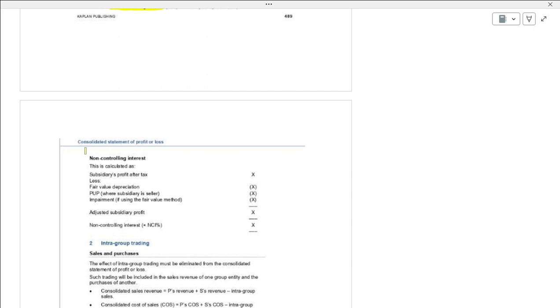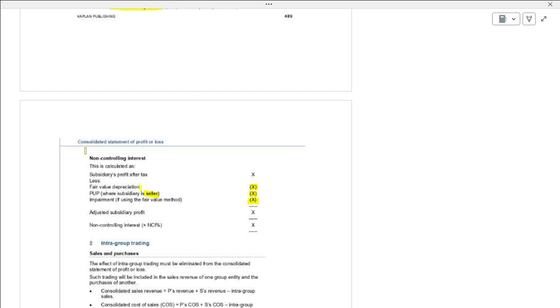From profit after tax, we will deduct any depreciation. Portion of unrealized profit, where the subsidiary is the seller, we have to deduct. Any impairment, we have to deduct. Now you will have a very clear structure about how it will work.